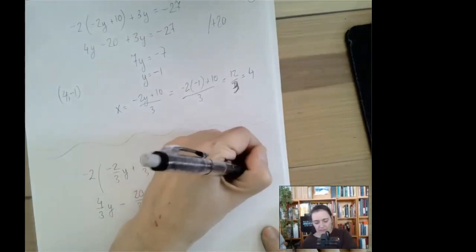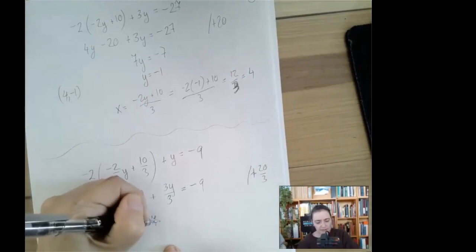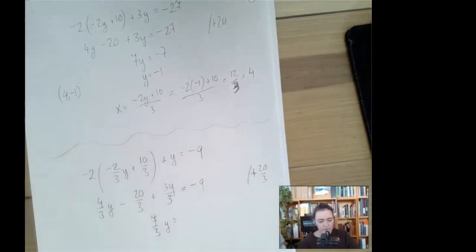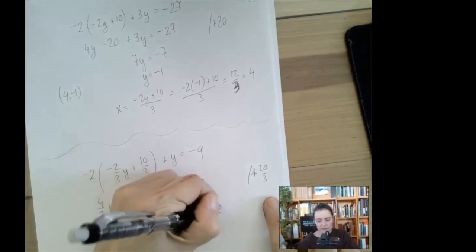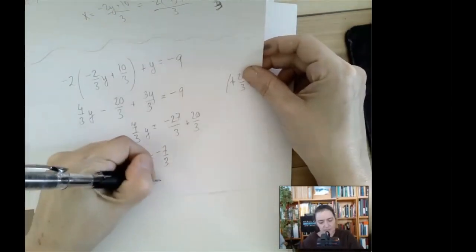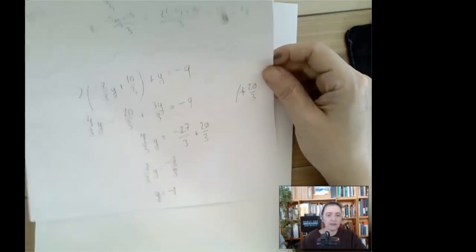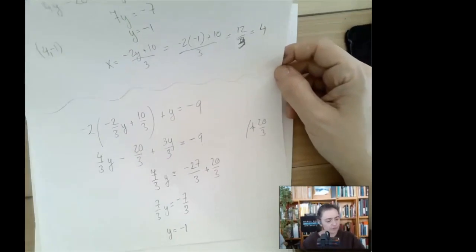Add 20/3 to both sides. And then these two, see, I already got ready. So this is 7/3 y equals -9 plus 20/3. I'm going to write -9 as -27/3 plus 20/3. 7/3 y is -7/3. We divide everything by whatever is multiplying y, and that's how we get y equals -1. So basically I say, I don't mind that they are fractions. Same thing. You decide which one you prefer.